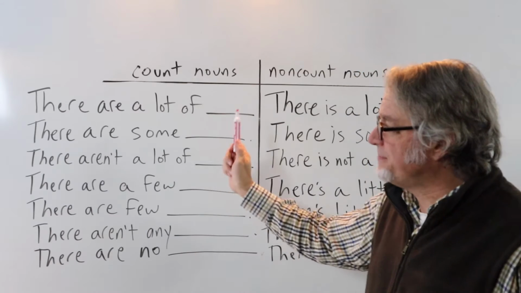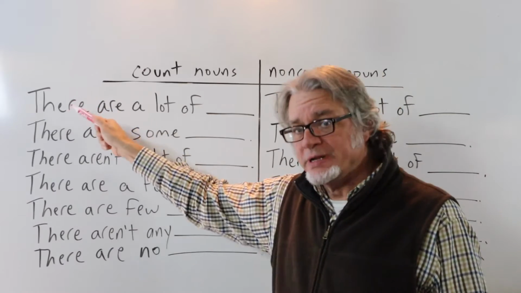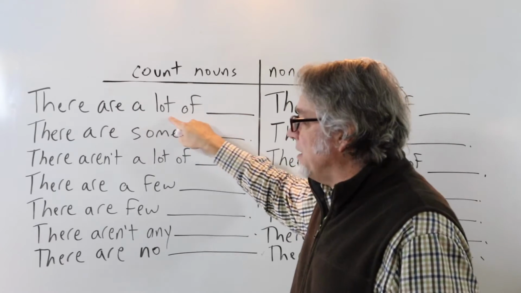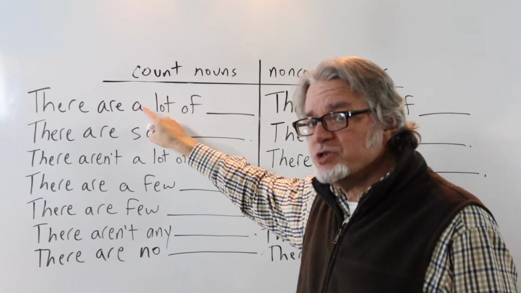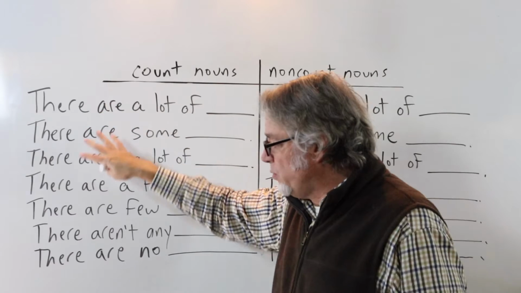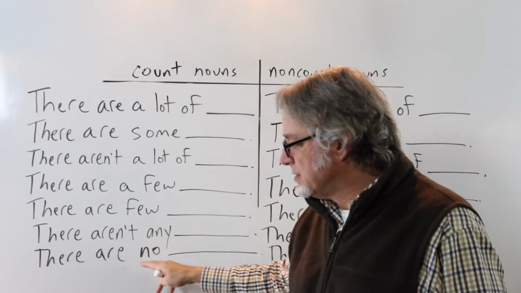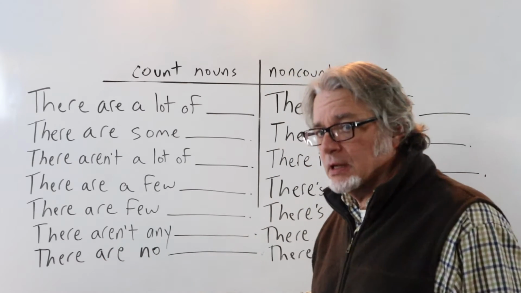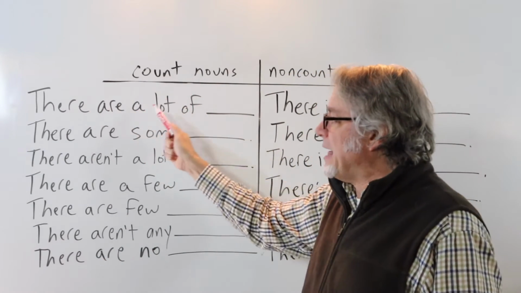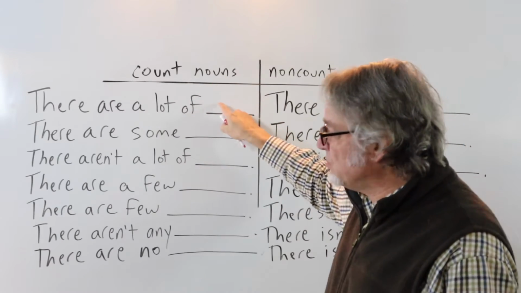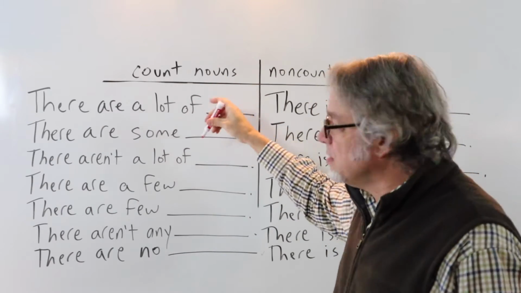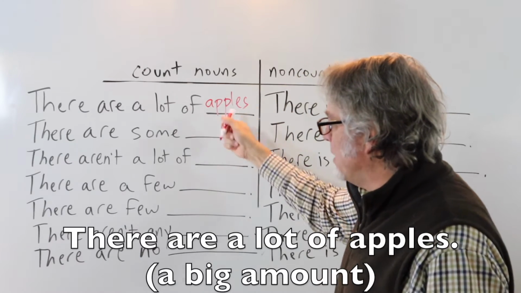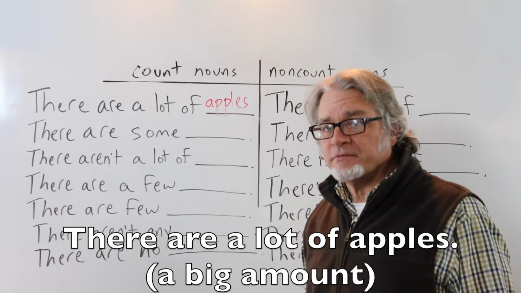An amount is often introduced with the word there. Here you have a lot, that would be a large amount, and all the way down to there aren't any or there are no. This would be zero. There are a lot of, and then the count noun will take a plural. There are a lot of apples, or any other count noun you can think of.